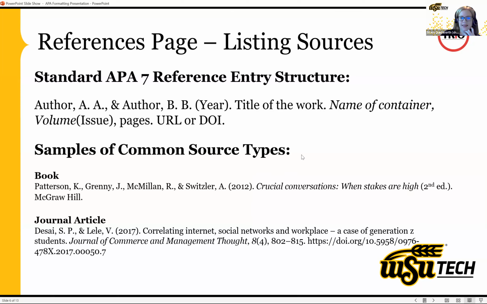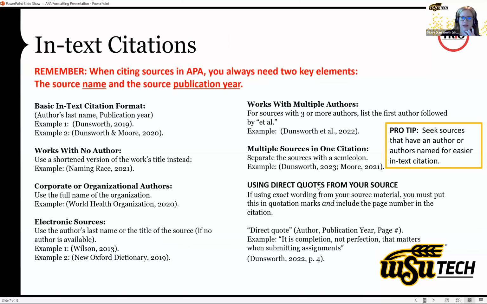Now your in-text citations will correlate with these references. Looking here at the in-text citations, it's important to remember that when you're citing your sources, you always need 2 key elements. That is the name of the source, which is usually the author, and the publication year. Two key elements always needed.